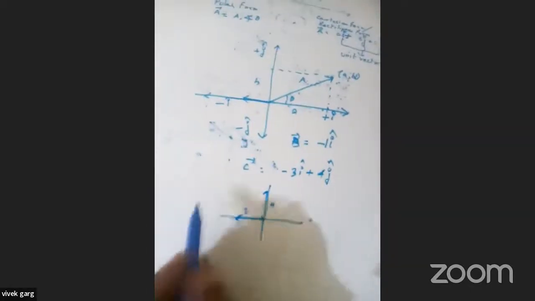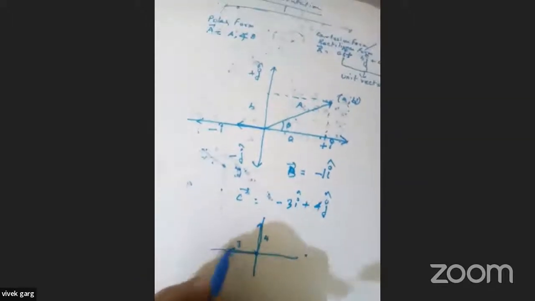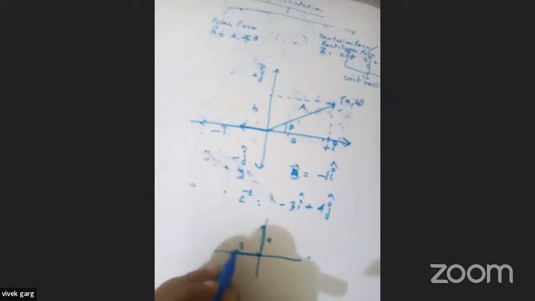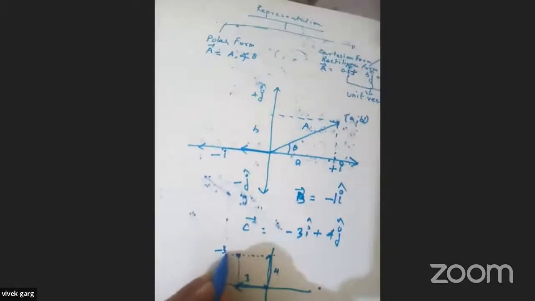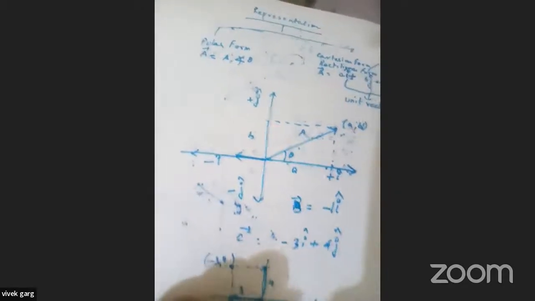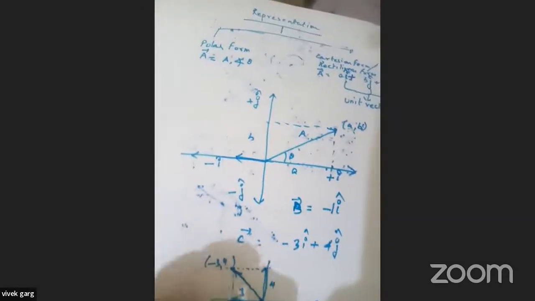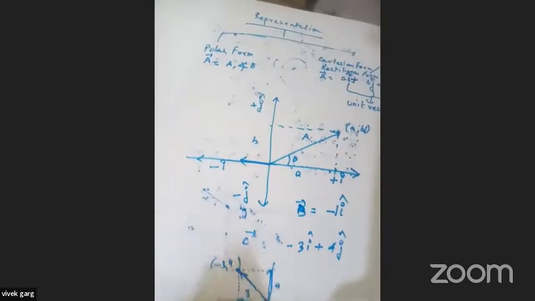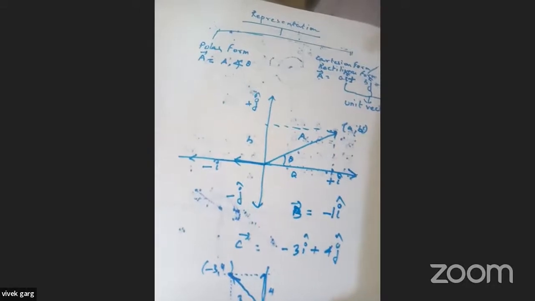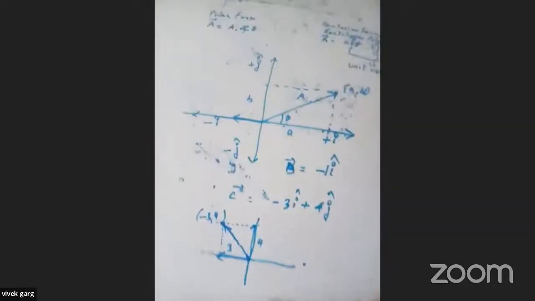So how do I do this? 3, 4. This is not the line. 3 and 4, this is the point, minus 3, 4. This is my vector. 3 i cap and 4 j cap. I hope I make myself clear with this.